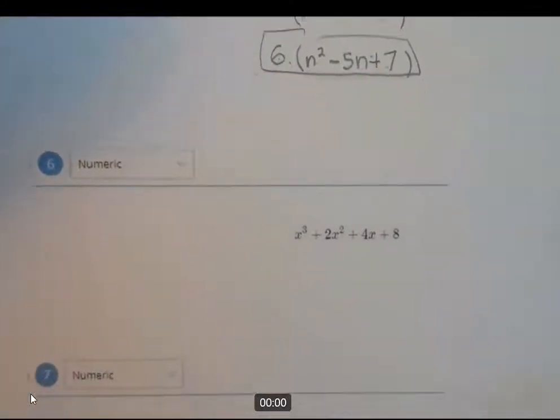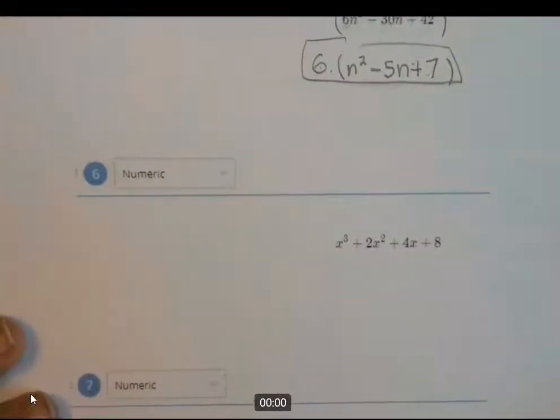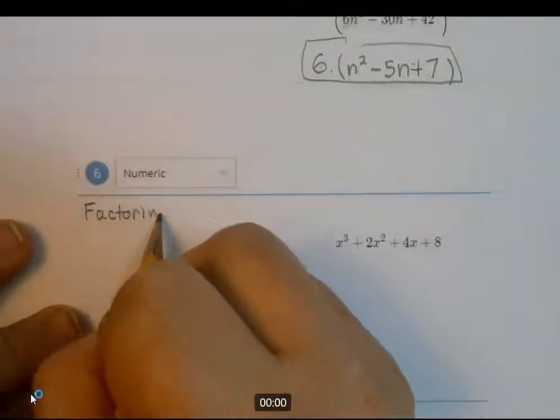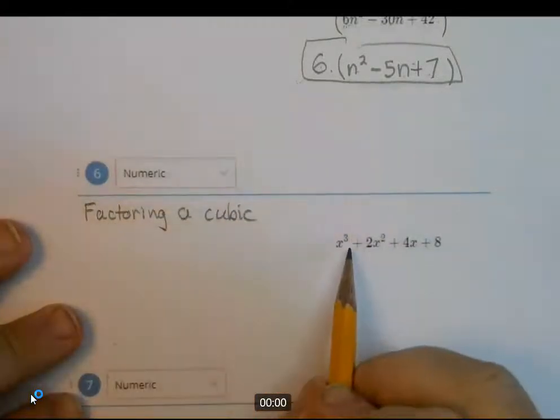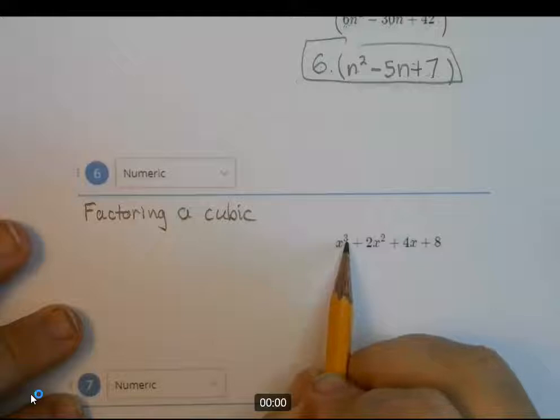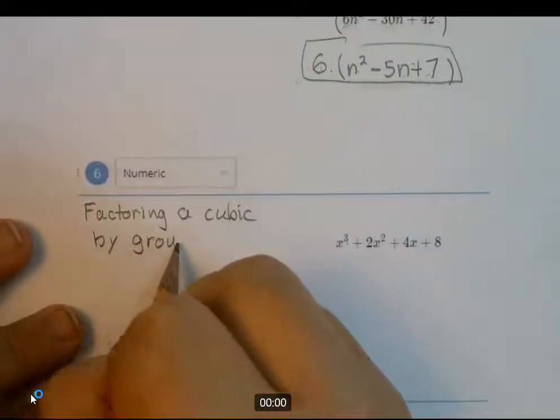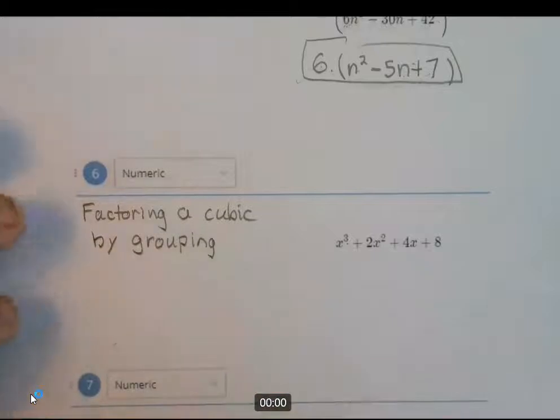Now we're going to come down to something that's called factoring a cubic. Cubic means the largest exponent is 3. So factoring a cubic by grouping. And what you're going to do is you're going to actually do 3 sets of factoring here to get to this answer. All right, so this only works for very specific problems. You're going to see what the characteristic is here in a second.